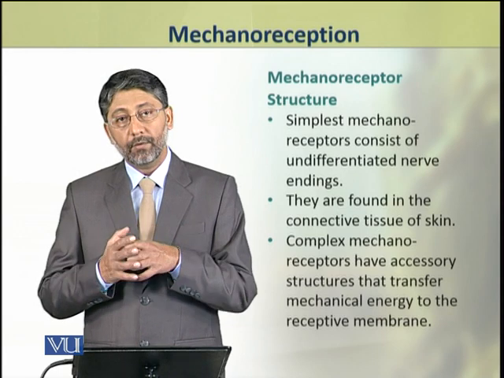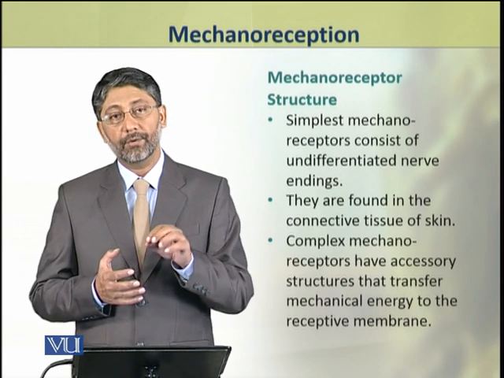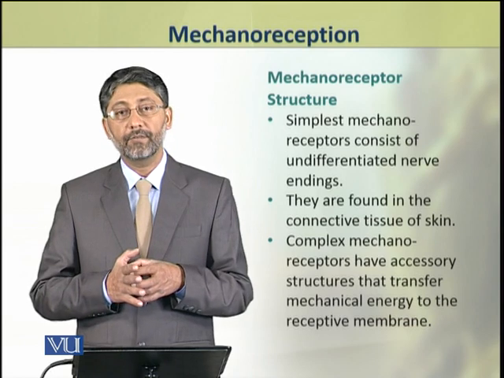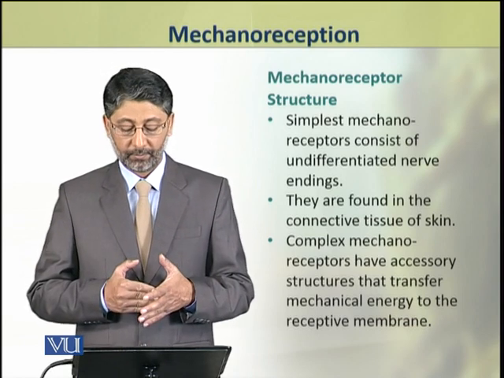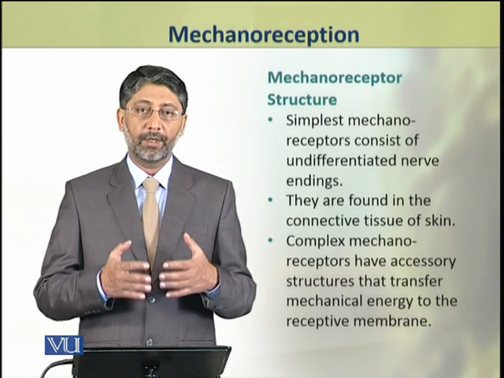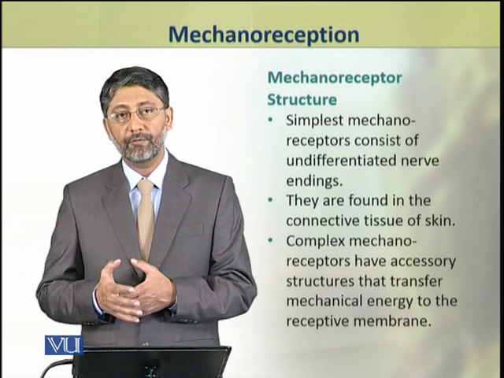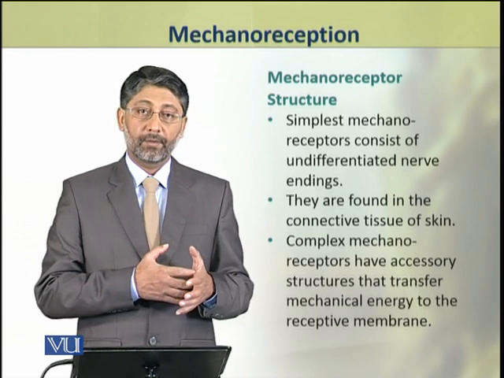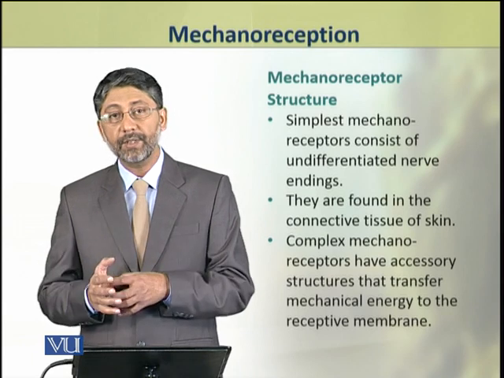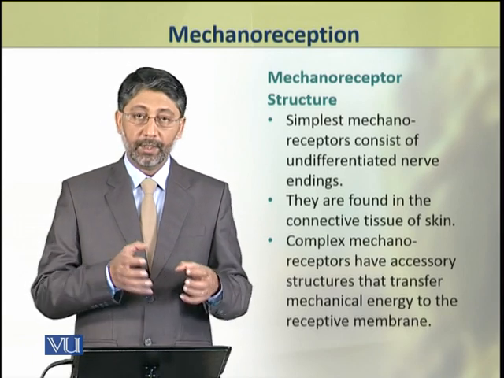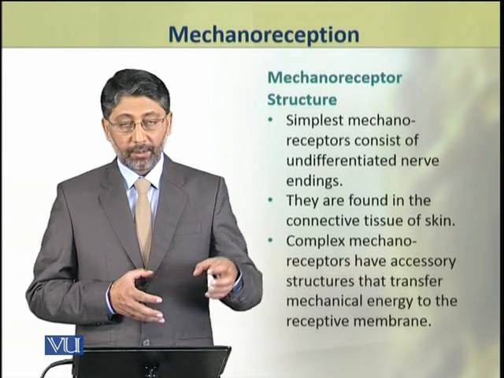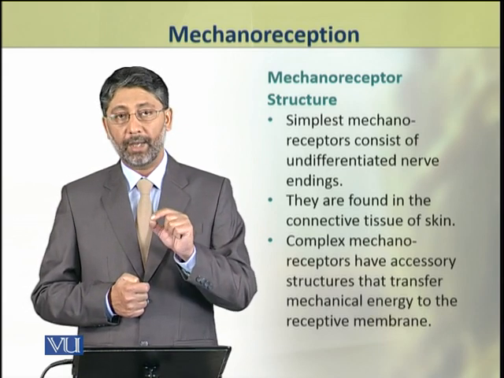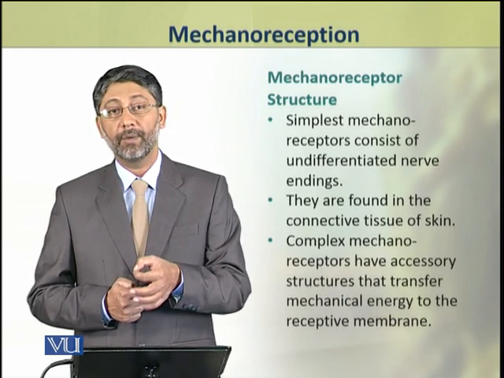Dear students, now we shall discuss the structure of mechanoreceptors. The simplest mechanoreceptors consist of undifferentiated nerve endings. These undifferentiated nerve endings are found in the connective tissues present in the skin. While the complex mechanoreceptors have accessory structures associated with them, and these accessory structures can transfer mechanical energy to the receptive membrane that actually contains the mechanoreceptors.